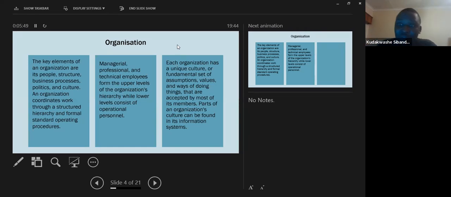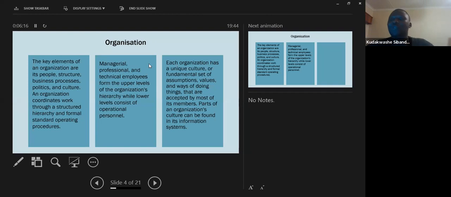So that's what makes up an organization: the people, the structure, and the business process, how they do the process when they are doing their business, right? Are they much into production? Are they much into offering services and so forth? That type of business process also falls under that particular organization.